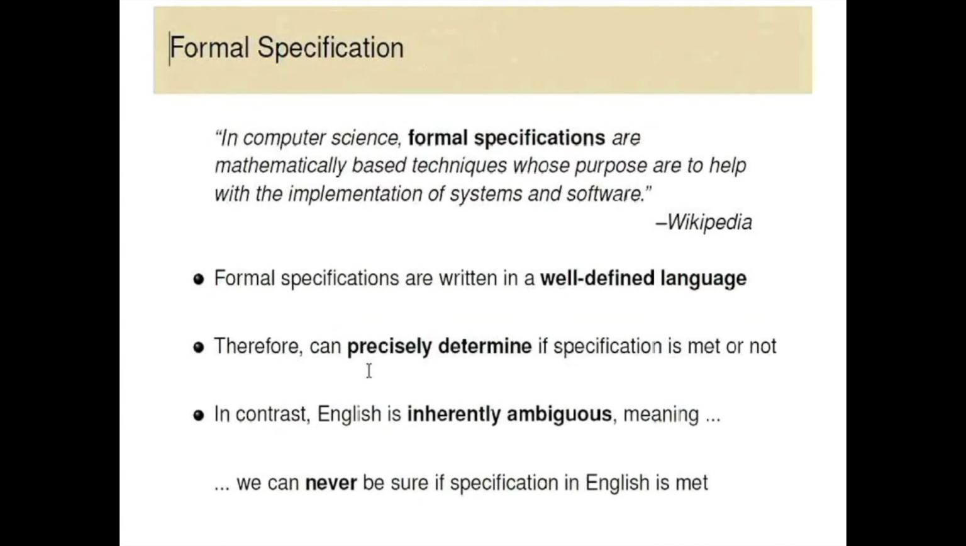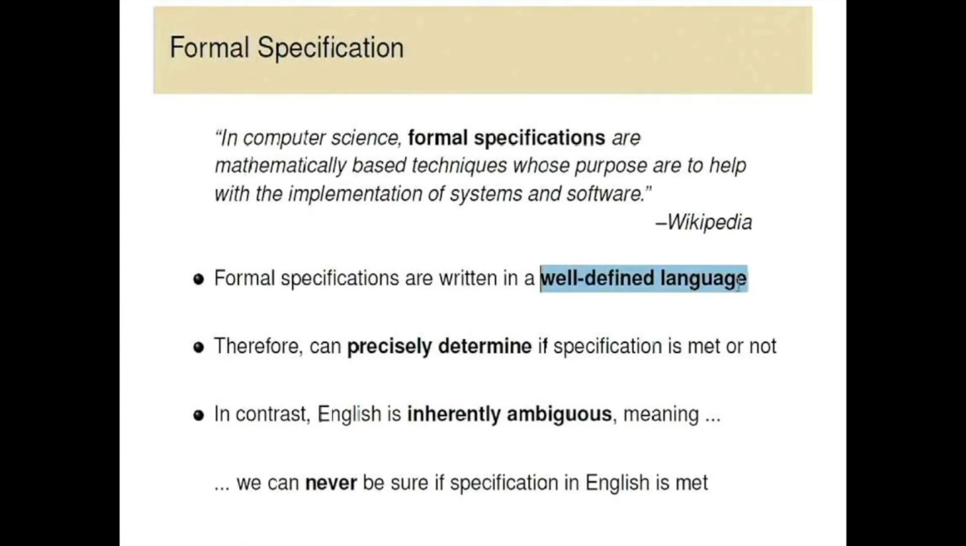So formal specification. This is really the bit that we care about, and in the next lecture we're going to spend a lot of time looking at this. In computer science, formal specifications are mathematically based techniques whose purpose is to help with the implementation of systems and software. Mathematically based techniques. I guess in our case that will be true, but they're a little bit more like programming based techniques, you might think.